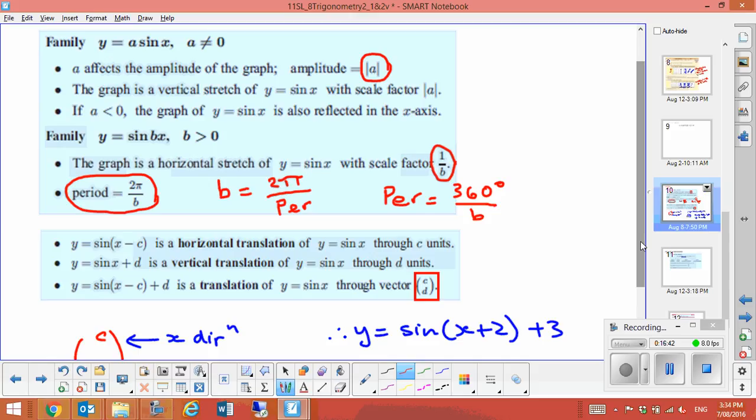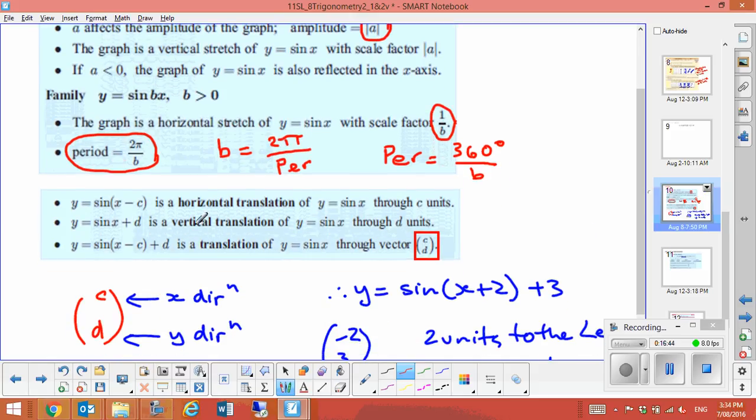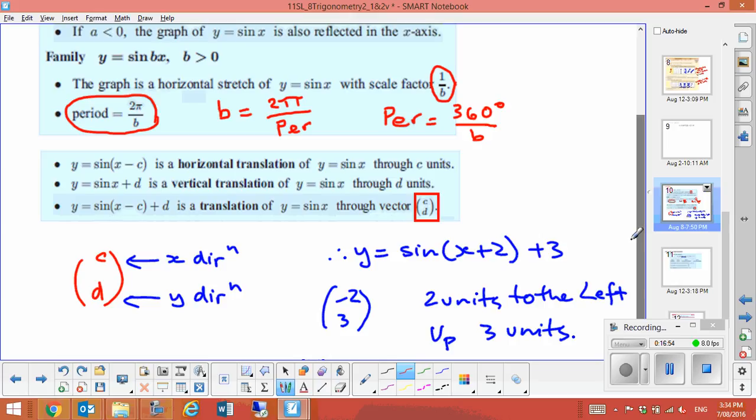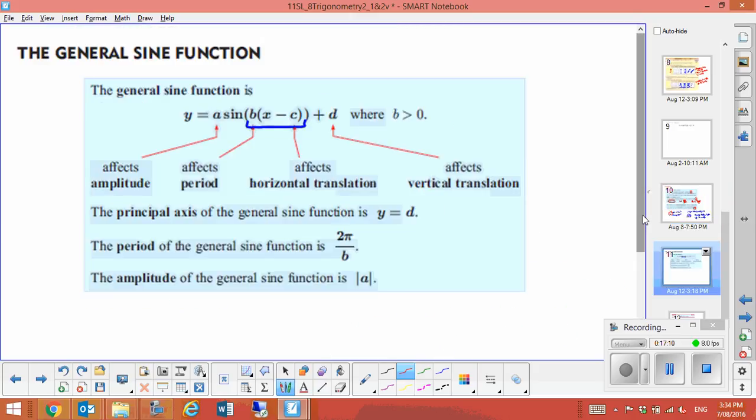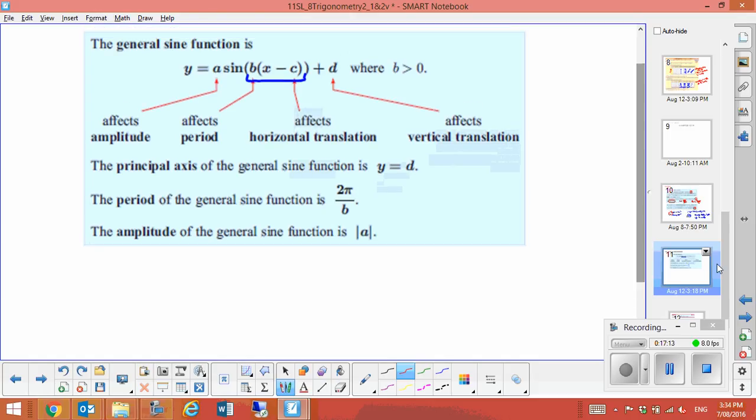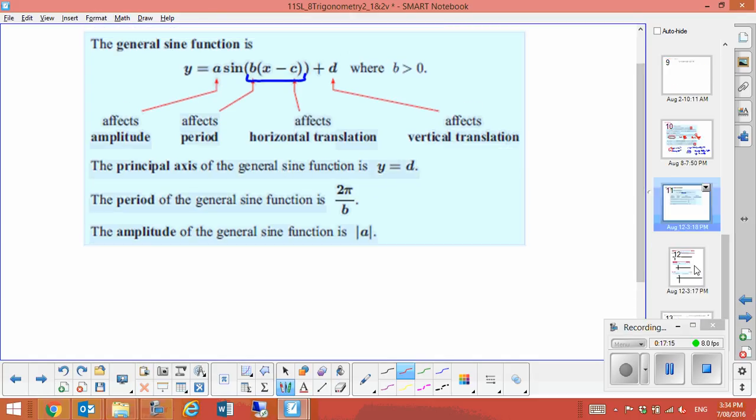All right? This important one here, your translation, C: when it's minus C, it's a shift to the right. If it's plus C, it's a shift to the left. This notation here, remember from chapter 5, if it's translated by CD, C is in the X direction, the D is in the Y direction. So that means we've got a shift of 2 units to the left and up 3 units. So that's the summary. You should maybe pause that and copy that down into your notes. It's a very important summary.